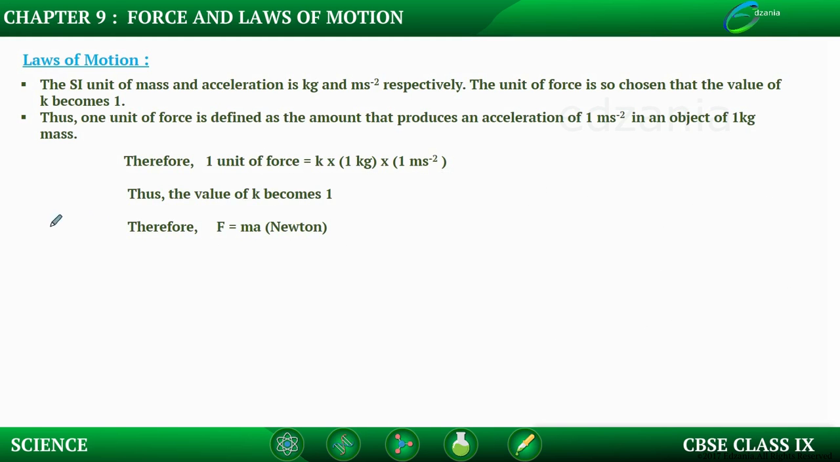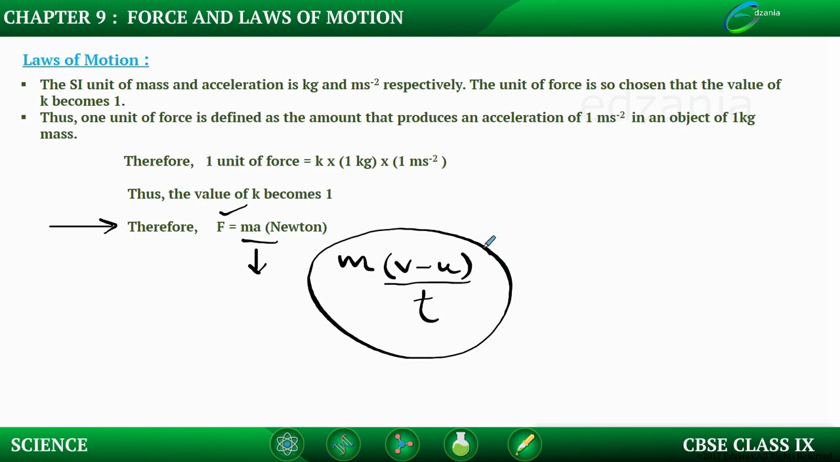Thus, we have mathematically obtained the second law of motion, which states that the rate of change of momentum is directly proportional to the unbalanced force applied in the direction of force. Here, the rate of change of momentum is ma. As we have seen, the value of a is (v minus u) upon t. Therefore, this rate of change of momentum is directly proportional to this force. Therefore, the second law of motion is obtained mathematically.